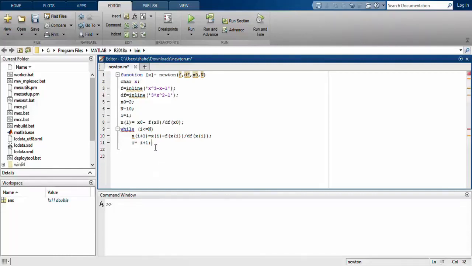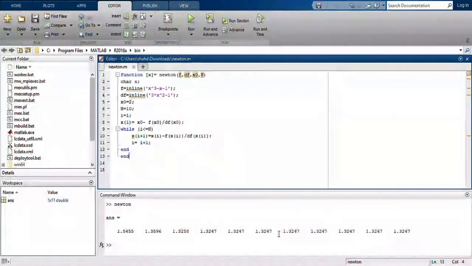So we have done it, I hope that I haven't made any mistakes. If it has a mistake, it will show. One end is for while, and the other end is for function. Now we run this program and you can see all the values. Yes, its root is 1.3247. The first iteration has 1.5455, and then the further values, and after the 4th and 5th iteration you can see that the root starts to repeat, so you can use a smaller number of iterations.